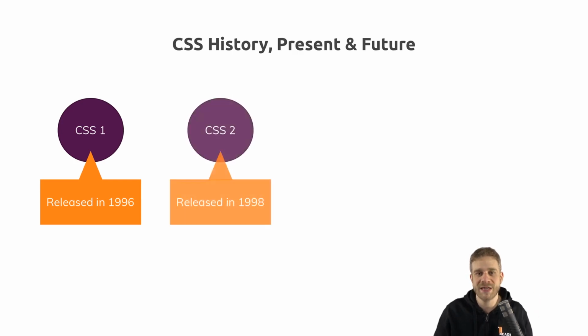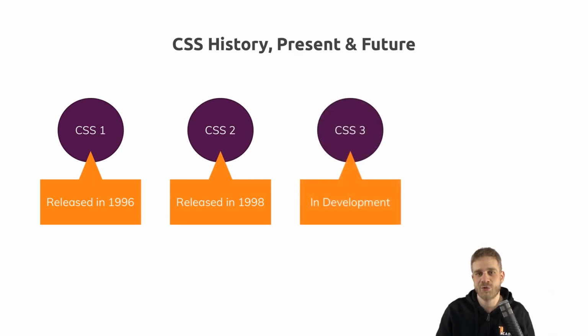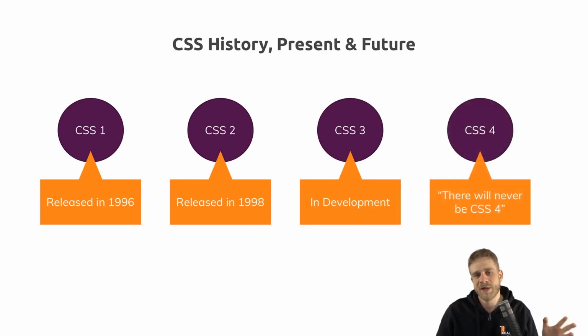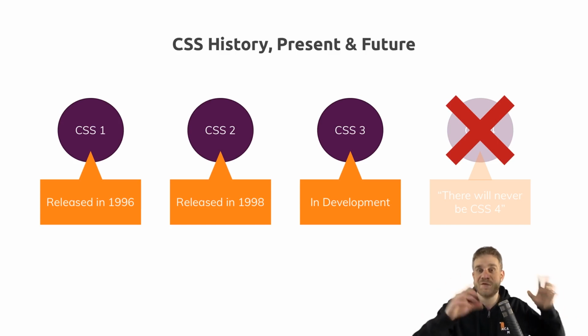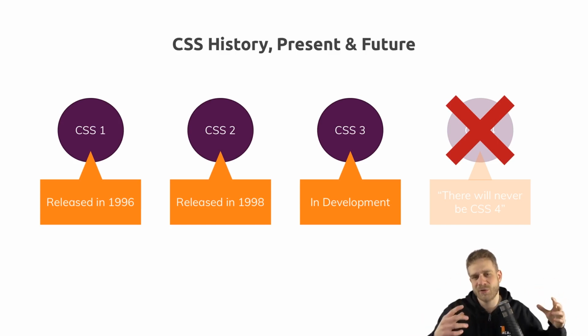Now only 2 years later, we got CSS version 2. The latest version of CSS actually is CSS version 3. That's the one this course uses, and it's still in development. Isn't that strange? Will there ever be a version 4 at some point of time? No, we'll never get a CSS version 4 because with CSS version 3, the concept or the approach towards the development of CSS changed.